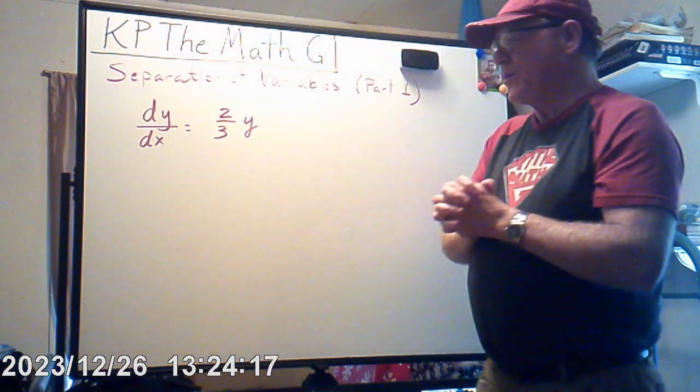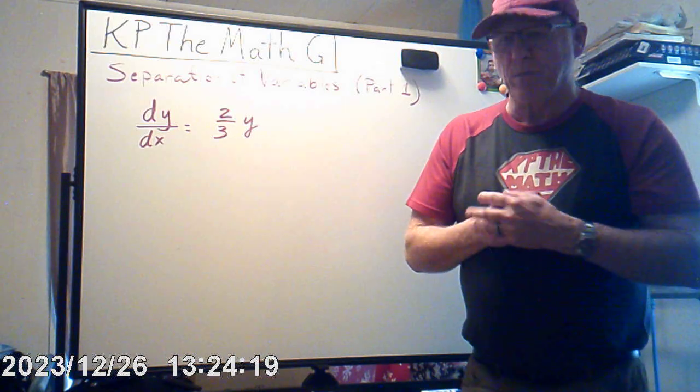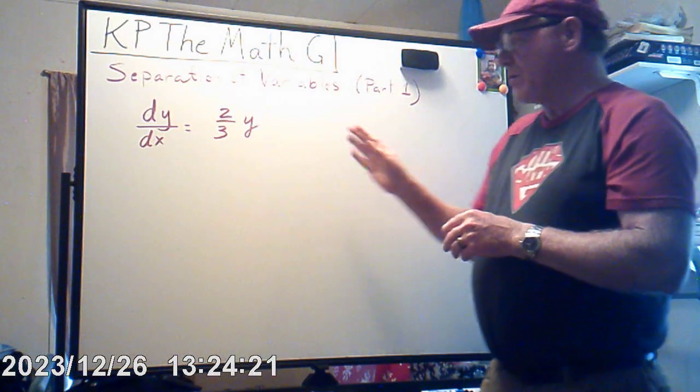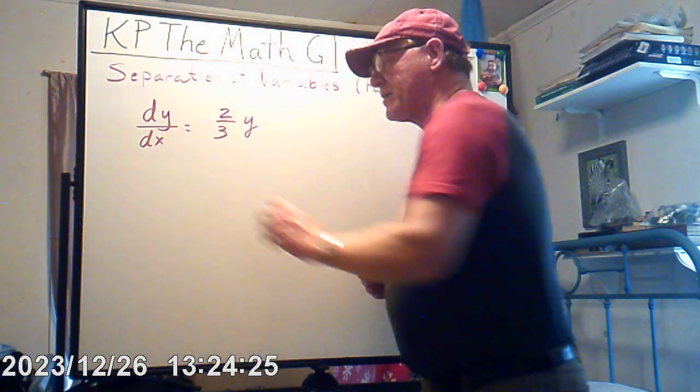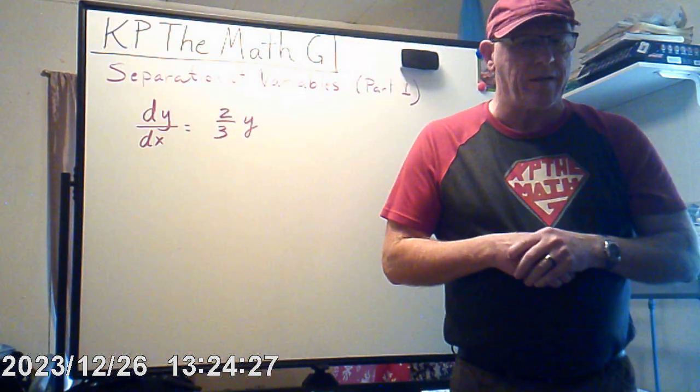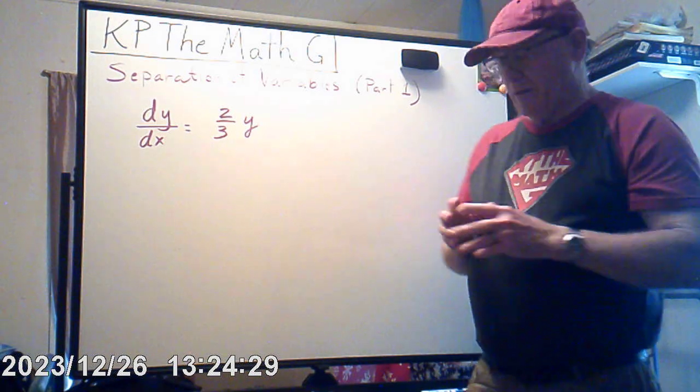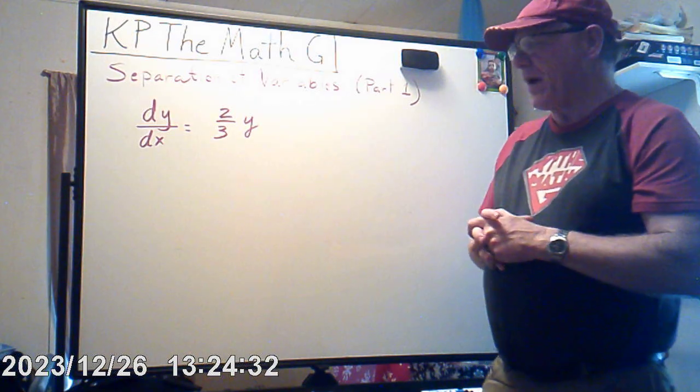What does it mean to separate variables? Well, we want y with y on one side, and we want x with x on the other side. All right, and so let's see how we do that.